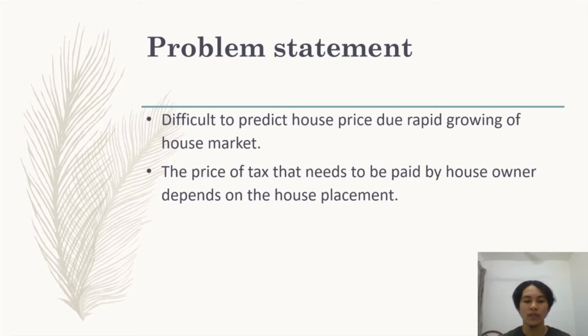First, the problem statement. It is difficult to predict house price due to the rapid growing of the house market. Next, the price of tax that needs to be paid by the house owner depends on the house placement, for example, on the rural or urban area.